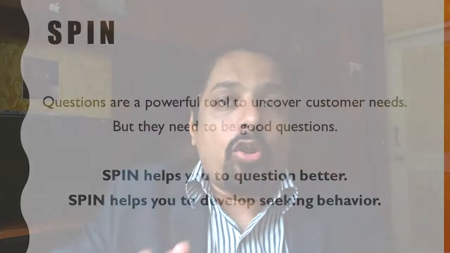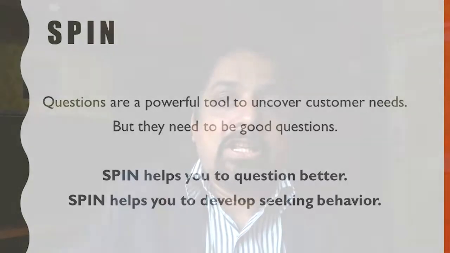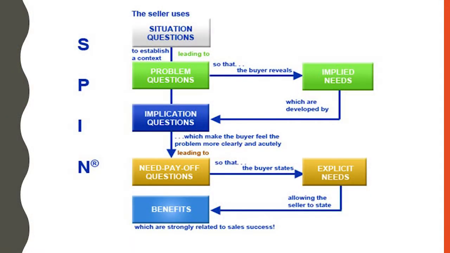In the first video on SPIN, we saw that it is important that we display a lot of seeking behavior as against giving behavior in our calls, and the importance of making the customer talk more than the salesman in order to be effective salespeople. In the second video, we looked at the whole method of SPIN. It's four types of sequential questions that you ask in order to help the customer talk better and understand, moving him from an implied need to an explicit need.